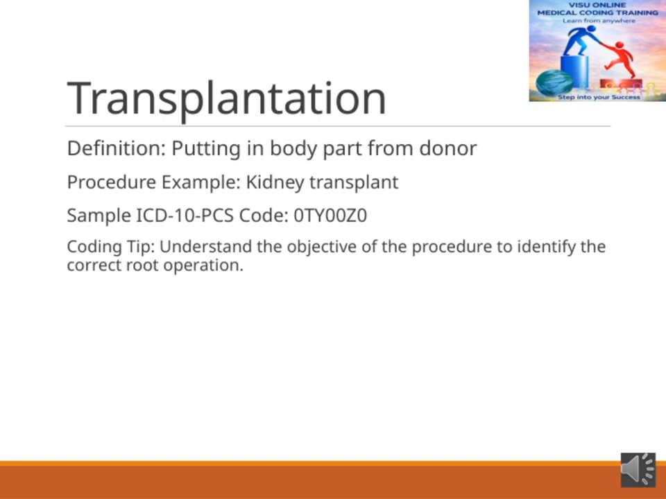It's important to understand the objective of the procedure to identify the correct root operation, which in this case is transplantation. Remember, grasping the purpose of the procedure helps ensure accurate coding. So, in summary, transplantation is about transferring a body part from a donor to a recipient, and understanding the goal of the procedure is key to selecting the right code.